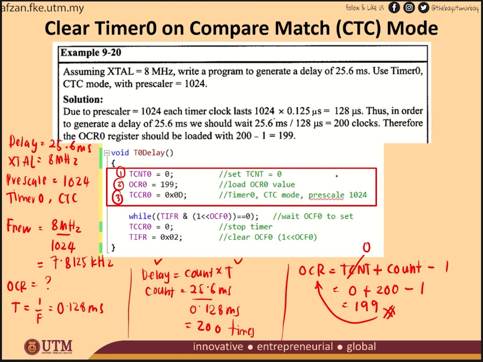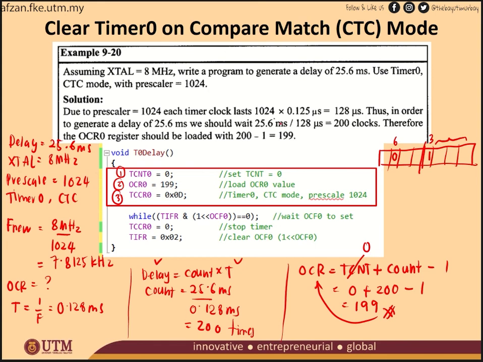Okay, this is the crucial part. So you need to identify what is the value that you need to put to your TCCR0. Since you're going to use the CTC mode, make sure that bit 6 and bit 3 you put 0 and 1. Okay, so what about the last 3 bits here?